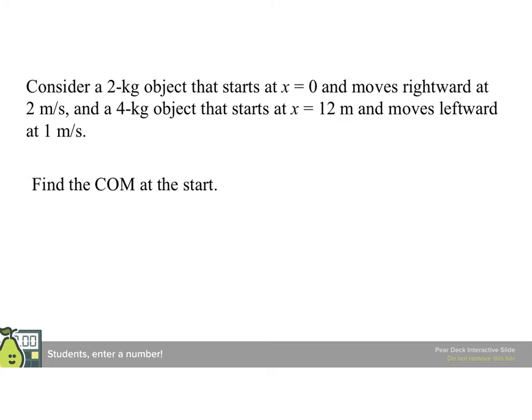All right, we're going to walk through an exercise with these following two objects. We have a 2 kilogram object starting at x equals 0, and a 4 kilogram object starting at x equals 12. And they're going to have some velocities, 2 meters per second and 1 meter per second. At first I want to find their initial center of mass, which will be easy.